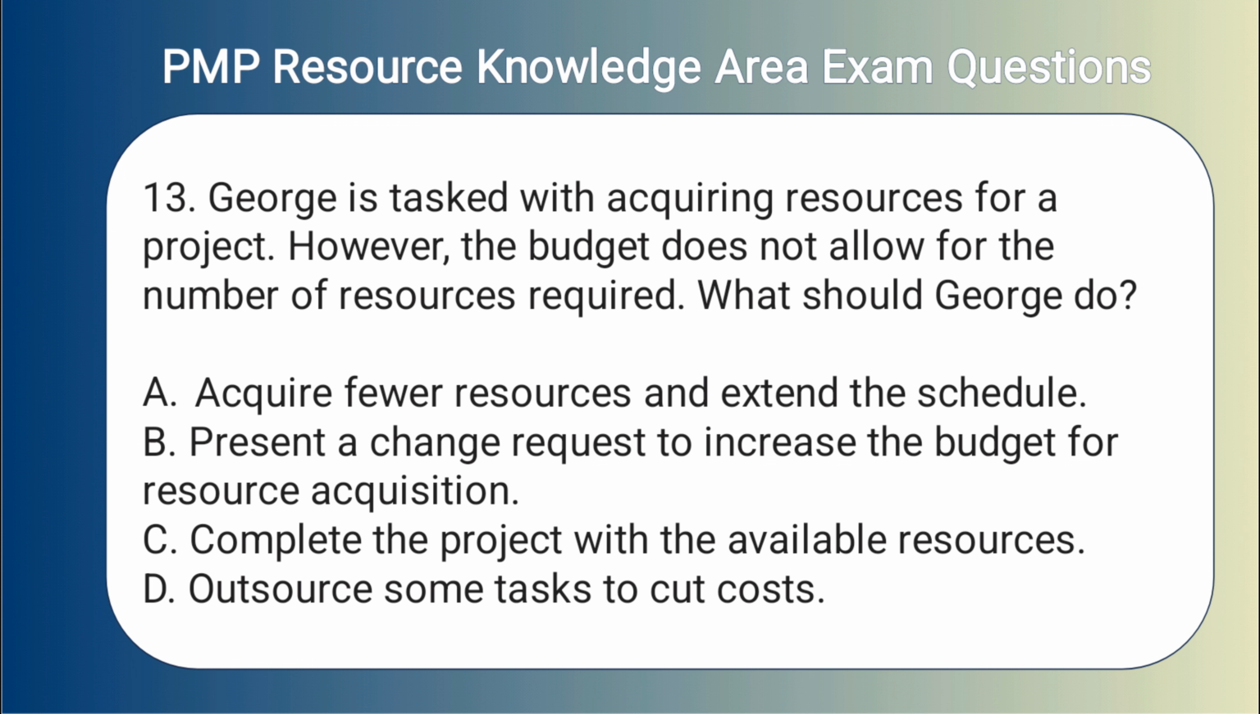13. George is tasked with acquiring resources for a project. However, the budget does not allow for the number of resources required. What should George do? A. Acquire fewer resources and extend the schedule. B. Present a change request to increase the budget for resource acquisition. C. Complete the project with the available resources. D. Outsource some tasks to cut costs.